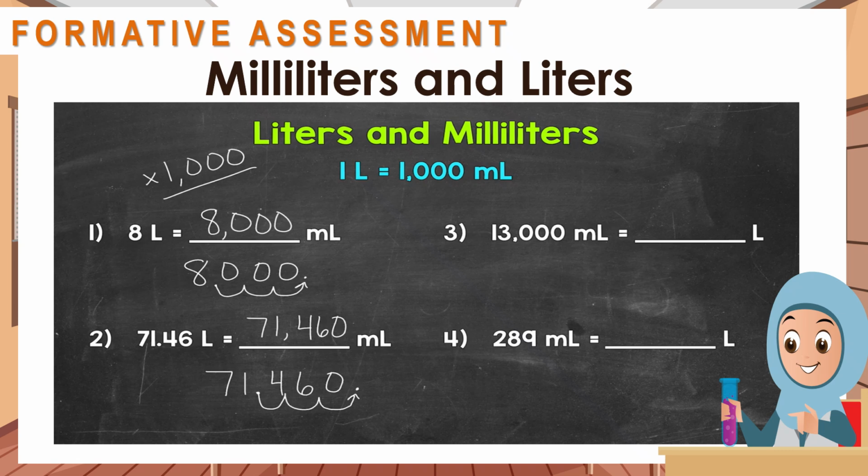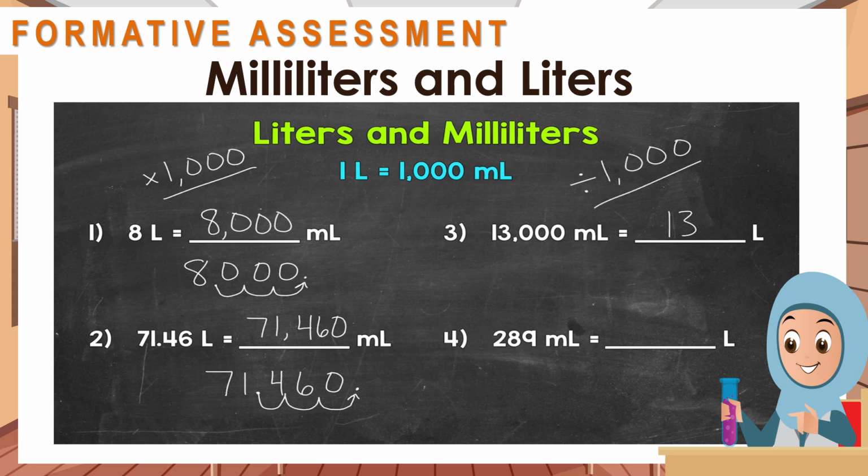Let's move on to number 3, where we have 13,000 milliliters equals how many liters? Well, each group of 1,000 milliliters equals a liter. So we need to think, how many groups of 1,000 are in 13,000? Meaning 13,000 divided by 1,000. That gives us 13. So 13,000 milliliters equals 13 liters. So when we go from milliliters to liters, we divide by 1,000.